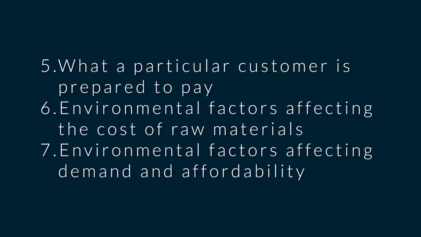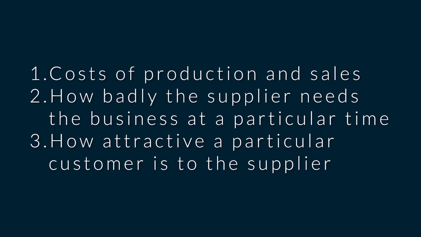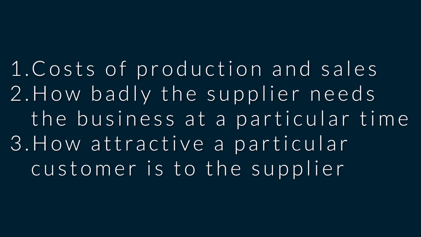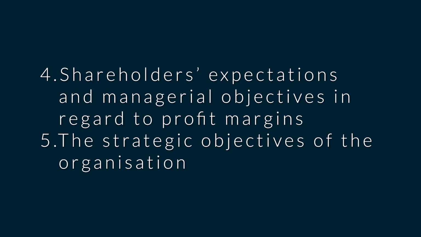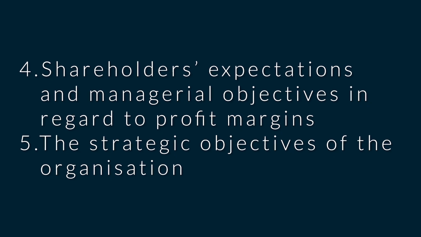That's a factor. Also, we have what a particular customer is prepared to pay, environmental factors affecting the cost of raw materials, as well as environmental factors affecting demand and affordability. Those are external factors. But then you have internal factors, which will also contribute towards that pricing decision. In this case, we have things like cost of production, how badly the supplier needs the business at a particular time, how attractive a particular customer is to the supplier, shareholders' expectation and managerial objectives in regard to profit margins, as well as the strategic objective of the organization.